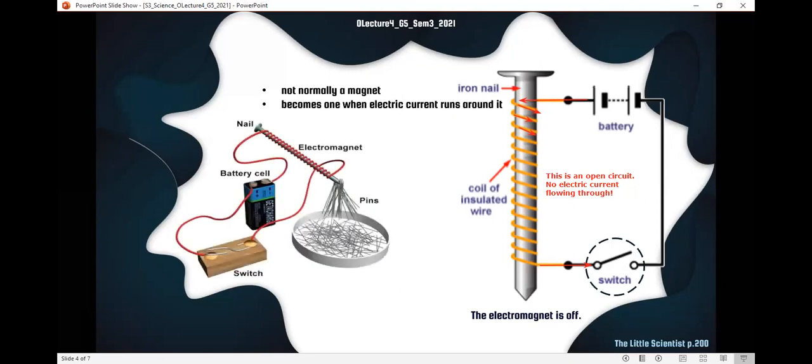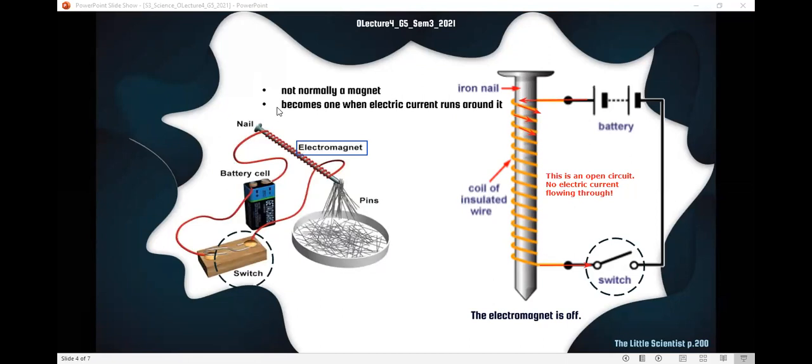Look at this one. The switch is closed. How is our electromagnet? The electromagnet is attracting the pins. How is our electromagnet? Is it on or off?